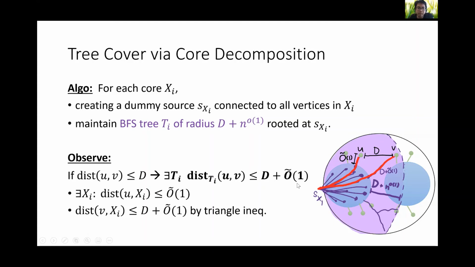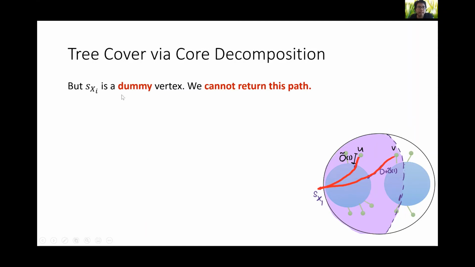So this seems like a good thing, except for one thing: SX is the dummy vertex. It's not in the graph, so we cannot really return this red path. So what we want instead is something like this. That is, once the tree reaches the core, you want some path inside the core that connects the two nodes together. And this path should be really a path in the graph itself, not using some dummy node. And this is exactly what we can do.